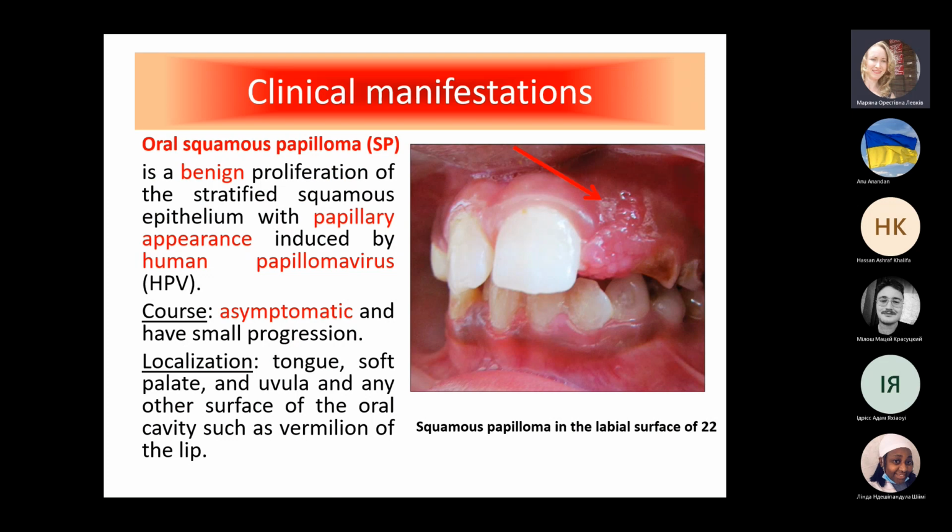Clinical manifestation of oral squamous papilloma. It is a benign proliferation of the stratified squamous epithelium with papillary appearance induced by human papilloma virus. Course: asymptomatic and with small progression. Localization: tongue, soft palate, uvula, any other surface of the oral cavity such as the vermilion of the lip. And on this photo, squamous papilloma on the labial surface close to tooth 22.